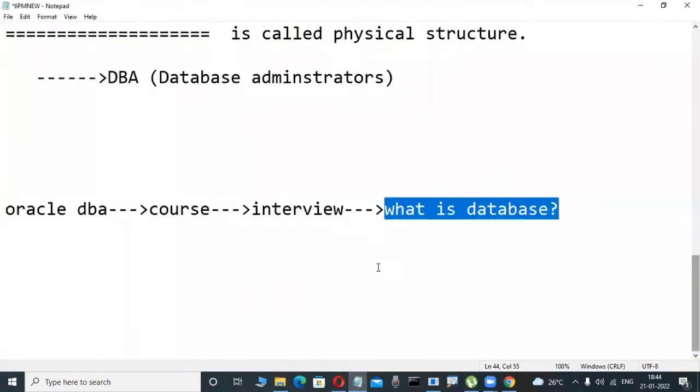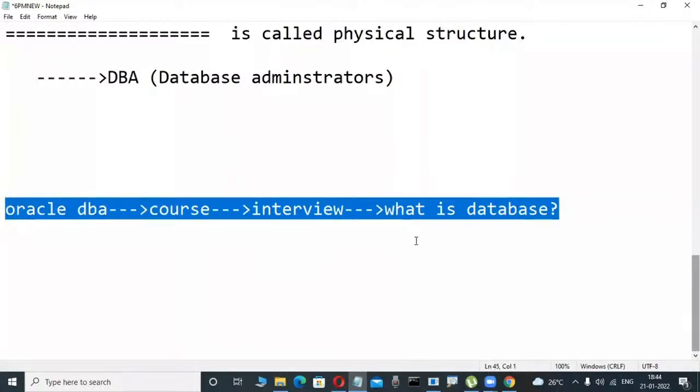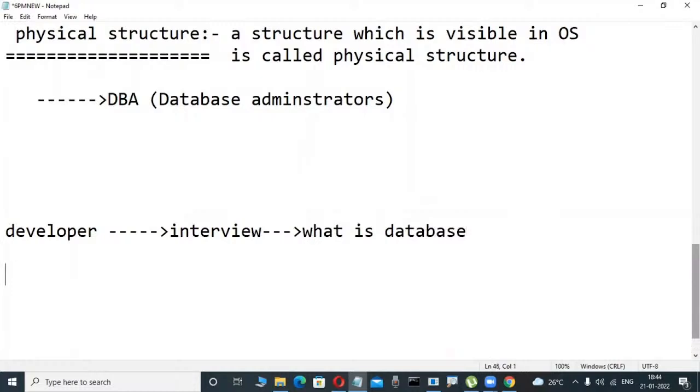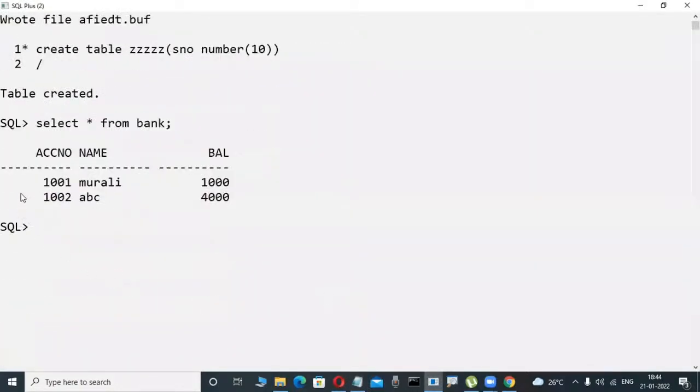Suppose here I'm a developer, not an administrator, for example. I'm a Java developer, SQL developer, PL/SQL developer, Python developer, like that. These developers are attending an interview. What is a database? For example, they are not asking, but generally, if they ask, the developers tell the logical structure. What they tell is: it is a place where we can store a structured collection of data.